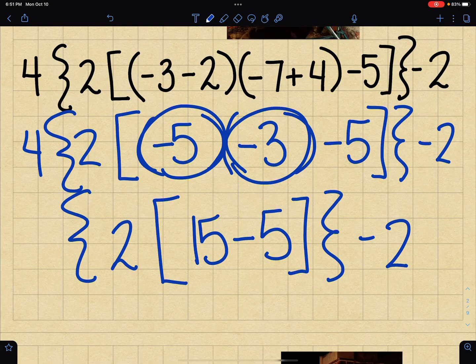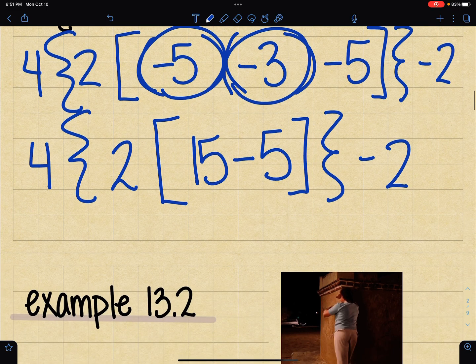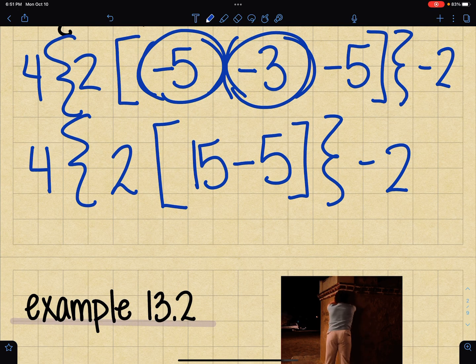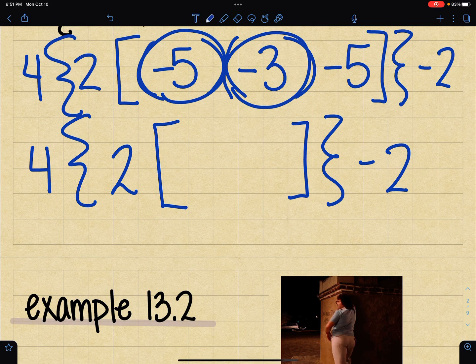Yep, just like that. All right. Now you'll see that, don't look down here yet. It'll distract you. Okay. Now then there's a new nucleus in town. The new nucleus is this one, 15 minus 5. So to save space, I'm just going to erase that and put a 10.